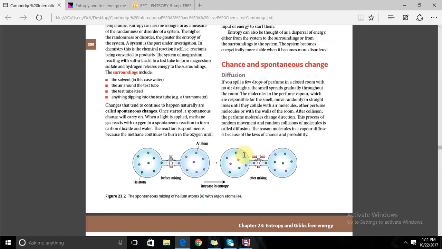Right, now chance and spontaneous change. Perhaps at the moment you aren't all that clear about what entropy is. As mentioned previously in the definition, it is a measure of the disorder and the randomness. However, this definition can often be misleading, although it is completely accurate. If you were to write it down in an A-level exam, you would get full marks, but often when we read it for the first time, it makes us go in a direction which is absolutely false.